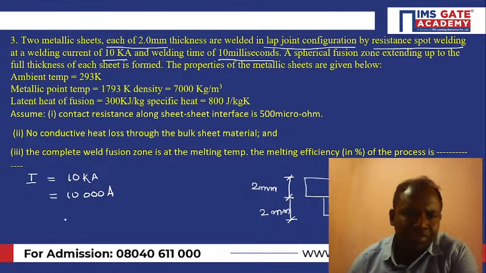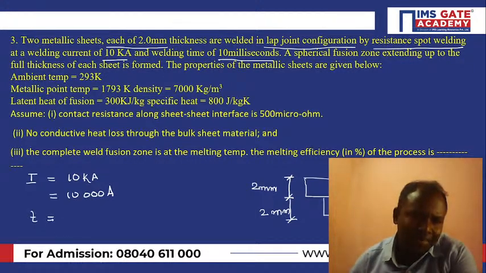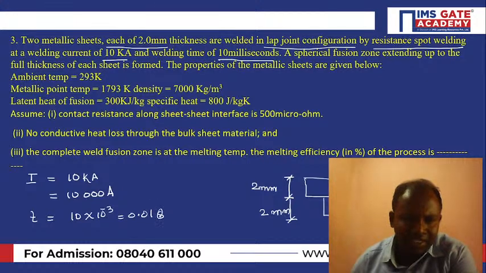Next, welding time of 10 milliseconds. So welding time t equal to 10 into 10 to the power of minus 3 seconds, so that you are going to get 0.01 seconds.